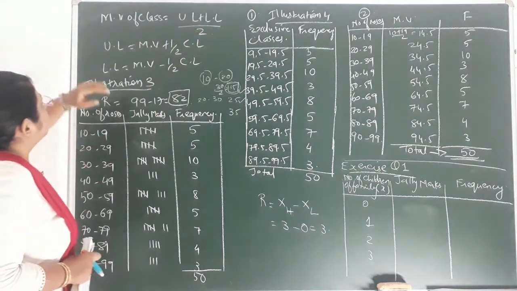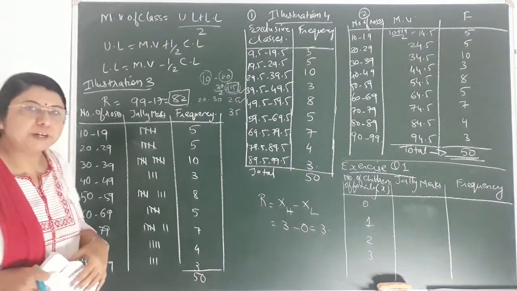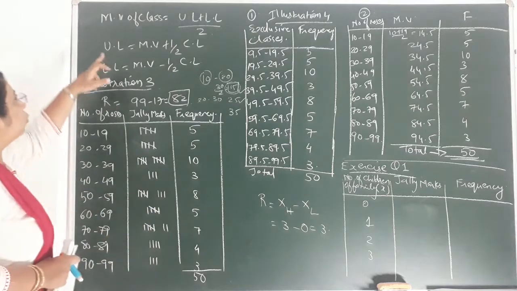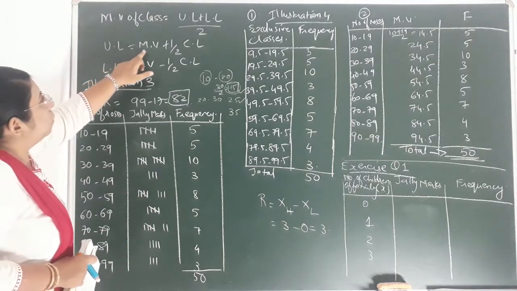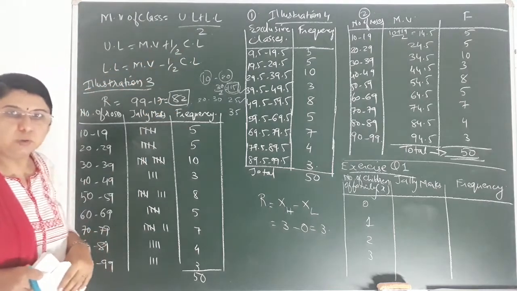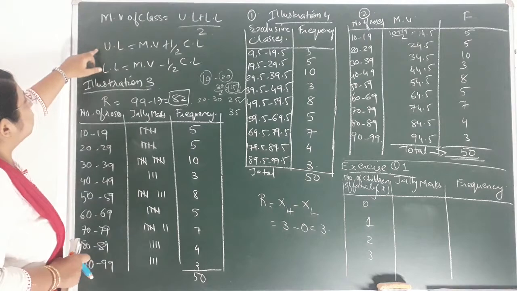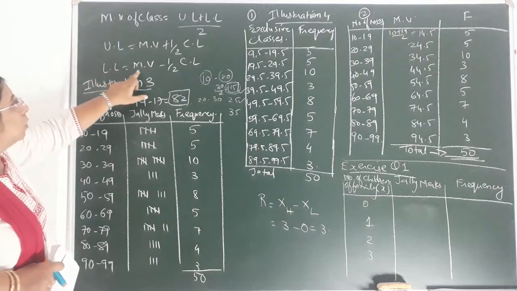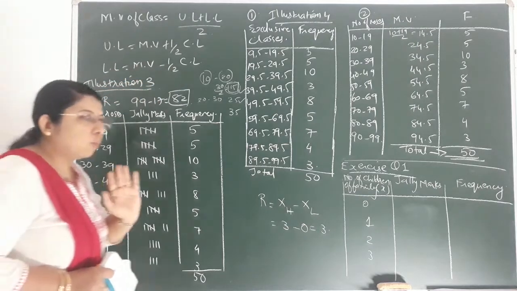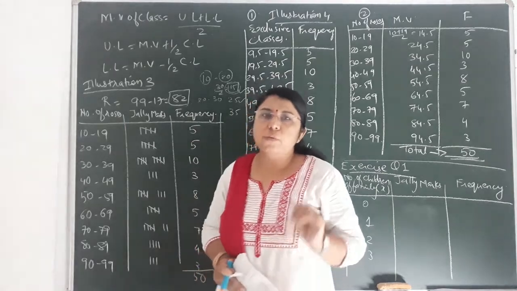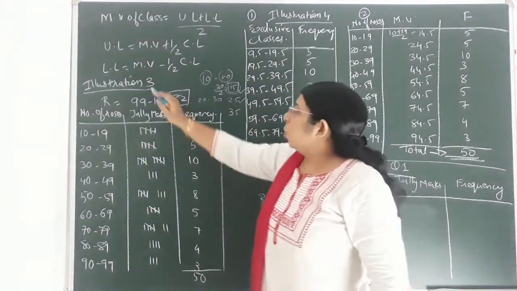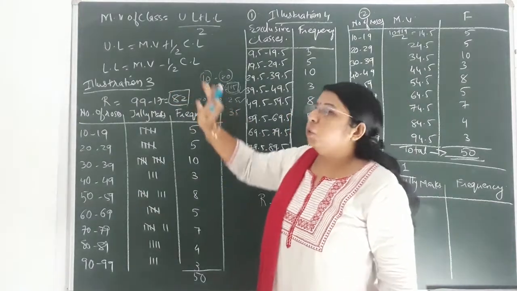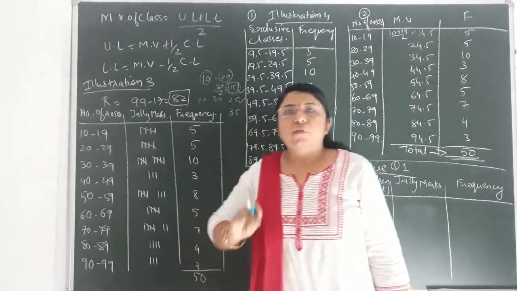Now if you want to find the upper limit or lower limit, suppose in the question the mid value is given and the lower limit is given, but the upper limit is not given. So how to find the upper limit? Upper limit is equal to mid value plus half of class length. You have to remember both formulas: upper limit is equal to mid value plus half of class length, and lower limit is equal to mid value minus half of class length. Both formulas are the same, but in the case of upper limit we do plus half of class length, and in the case of lower limit we do minus half of class length.